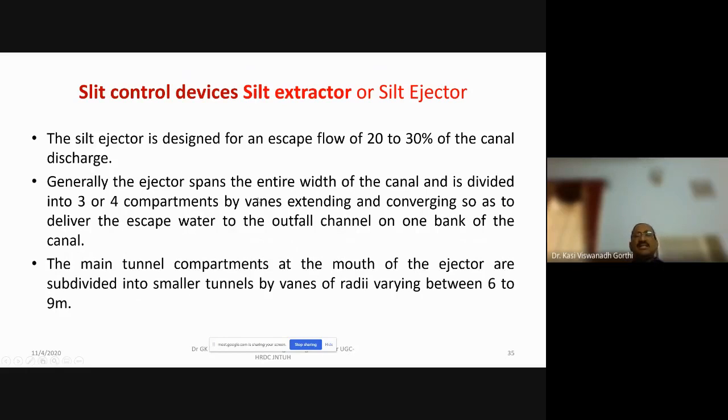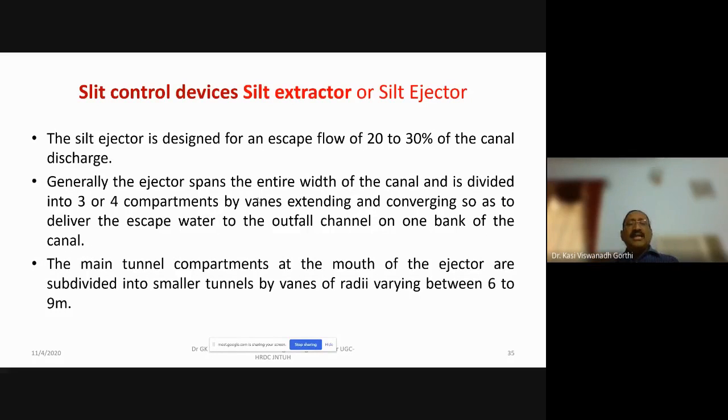The silt ejector is designed for an escape flow of about 20 to 30% of the canal discharge. Generally, the ejector spans the entire width of the canal. It is divided into 3 or 4 compartments, as we already saw in the figure. So these compartments will allow the water to flow, get converged, and enter into the escape channel.